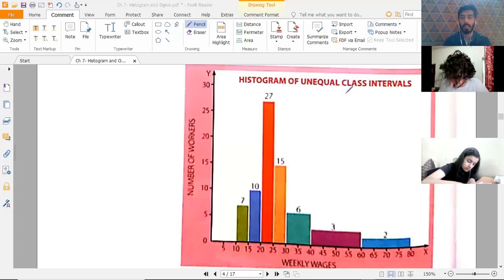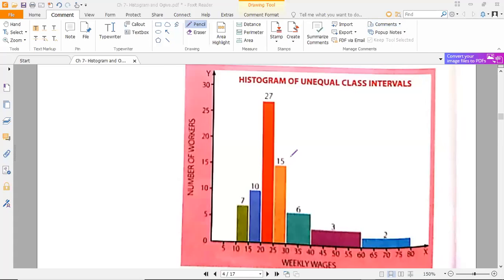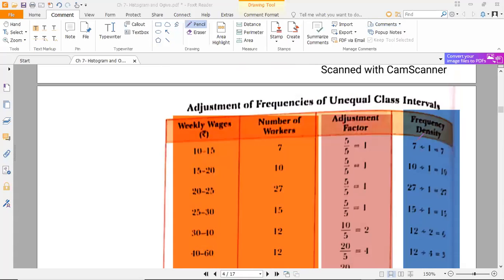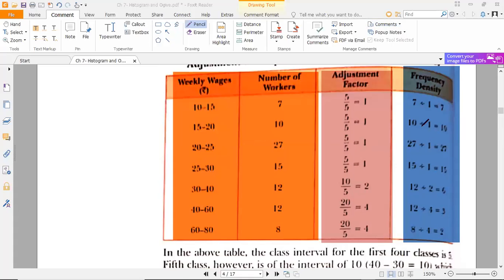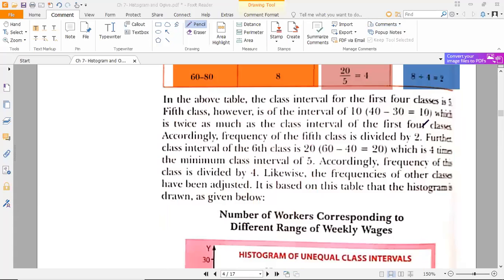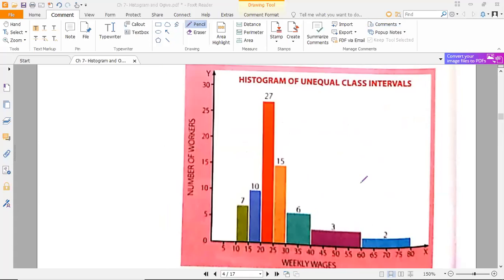So this is how it needs to be done. You will be adjusting the frequencies, and after adjusting the frequencies, you will be making a histogram like this, and it will look like this. So you can see the histogram which is having the highest width, like 60 to 80, that was having the width of 20. So the length has been divided by 4, and this is why the value comes out to be 2 only.